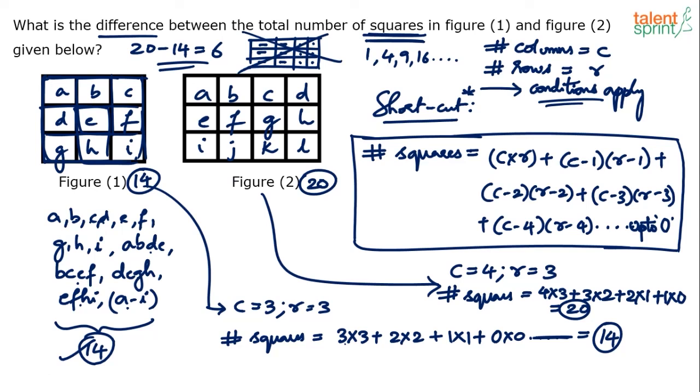Anyway, the shortcut is C into R plus (C minus 1) into (R minus 1) plus (C minus 2) into (R minus 2) and so on till you get 0. Add all these values to get the answer. So here, the first figure has 14 squares, the second figure has 20 squares. The difference is 6.